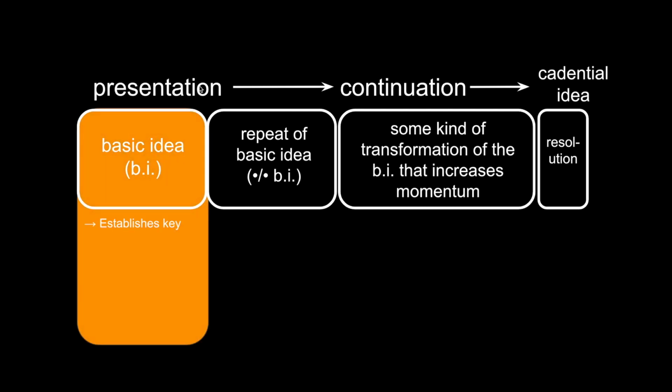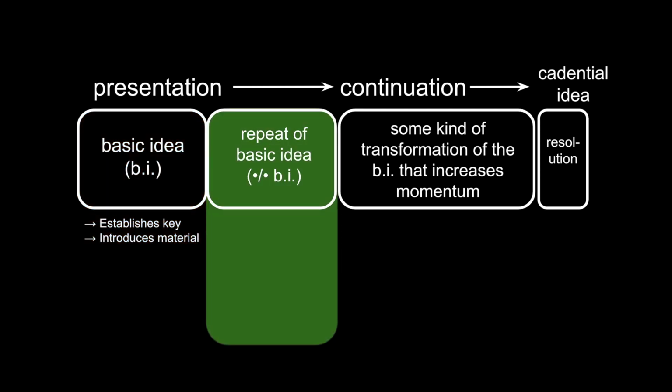Now the basic idea establishes the key. So you're going to think there's a prolongation sort of progression there. And of course it introduces the main material. Okay, then this repeat of the basic idea could be an exact repeat. It could be in the form of a statement and response, like in the Beethoven that we just heard, or it could be sequential, like what we just heard in the Mozart. So those are the 3 categories that Kaplan brings forward.